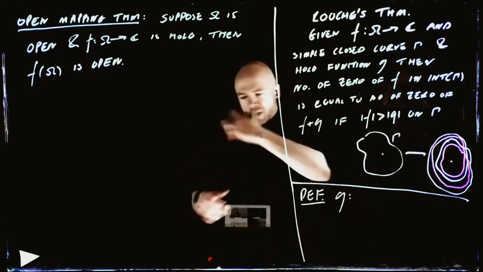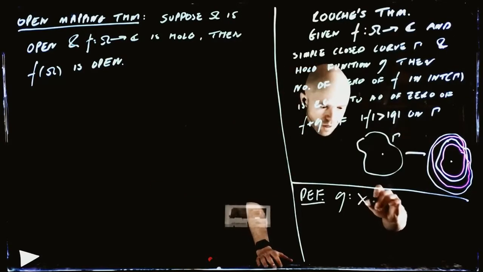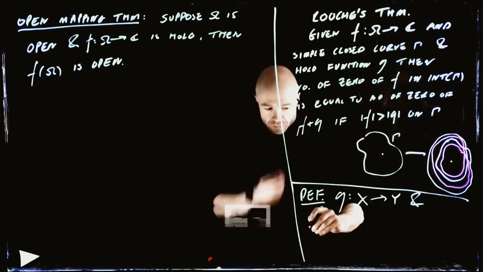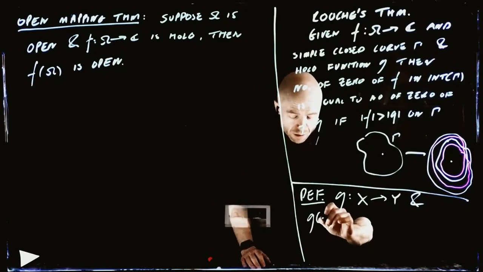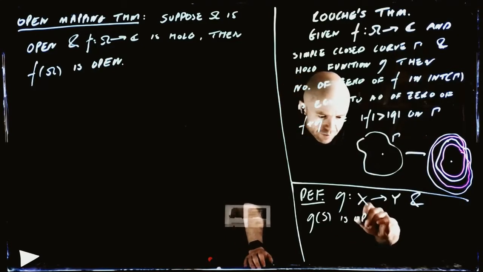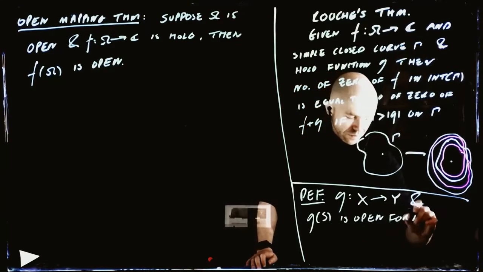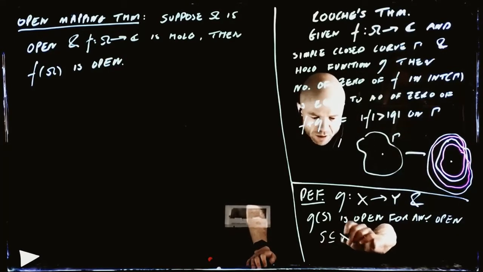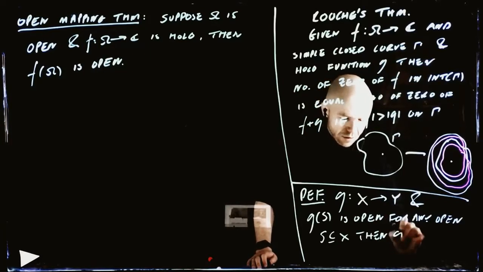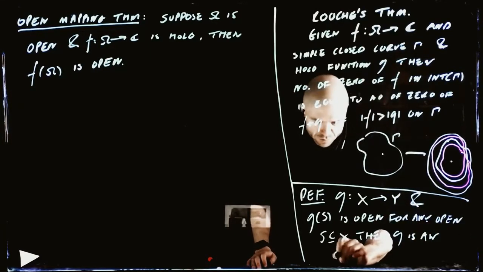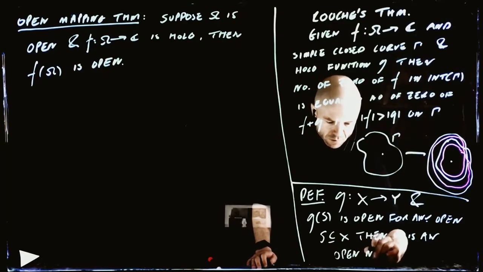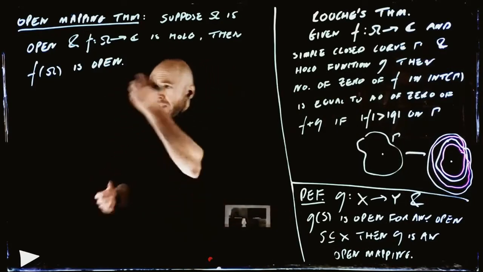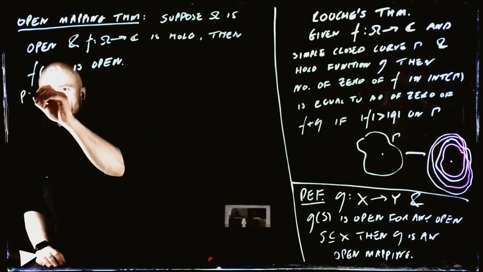And just generally, in any kind of context, if G goes from X to whatever Y, and G of S is open for any open S contained within Omega, then G is an open mapping. So what this theorem is essentially saying is that f is an open mapping. Okay, proof.